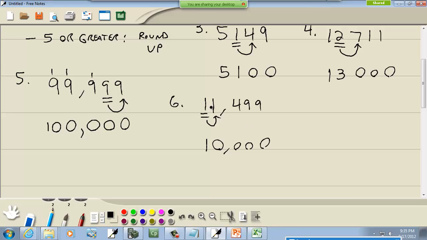Well, that seems weird, doesn't it? This is thousands. That's 10,000. So look, the digit immediately to the right is less than 5. So it's 1. Seems like it should be 11,000, but no, it's 10,000. Because really, when you round to the 10,000s, it's either going to be 10,000 or 20,000.